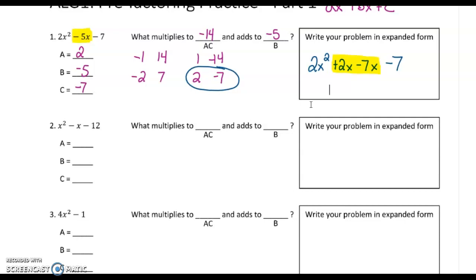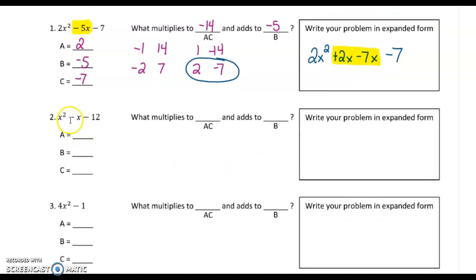Let's try another one together. First, you go here. This is in standard form, so we look for our A, B, and C. Our A is the number in front of x squared. We do not see a number written there, so that means the number in front of x squared is 1. The number in front of x, it's a minus x, so it's a negative 1x. And the C is the constant, which is negative 12.